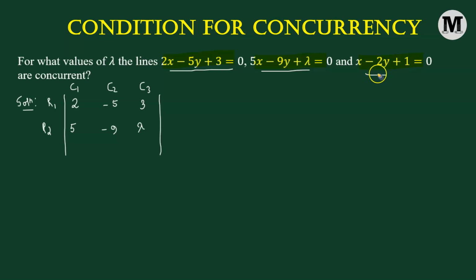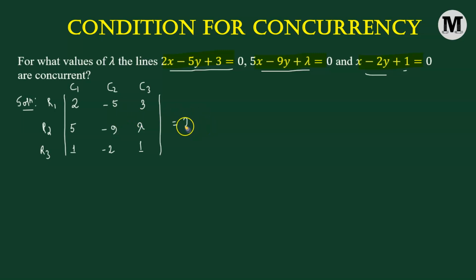Then coming to the third equation, x minus 2y plus 1 equals 0. So here we have R3, row number 3. In row number 3, the coefficient of x is 1, then the coefficient of y is negative 2, and then we have the constant term, positive 1. Okay, so let's expand this along the first row.